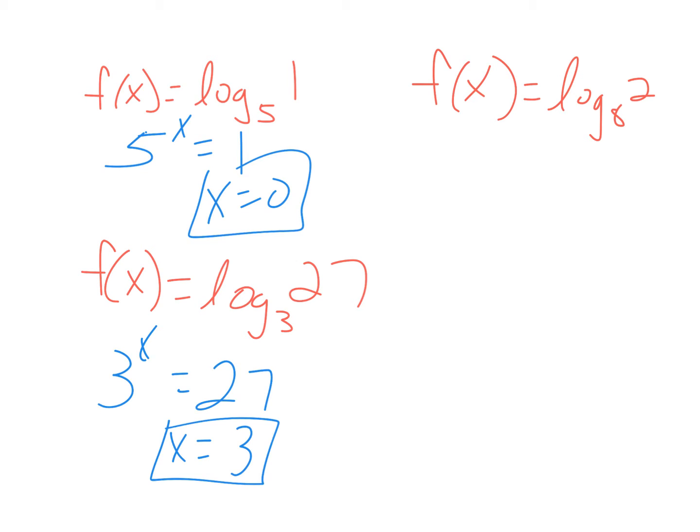Now, the last one, the one that might be the most difficult: 8 to the power of x equals 2. In cases like this, try to think of your radicals. The square root of 8, you can't find the square root of 8, unfortunately, and that definitely doesn't equal 2. The third root of 8, though, is 2. The third root is just like saying 1/3 power. So your answer is x equals 1/3.